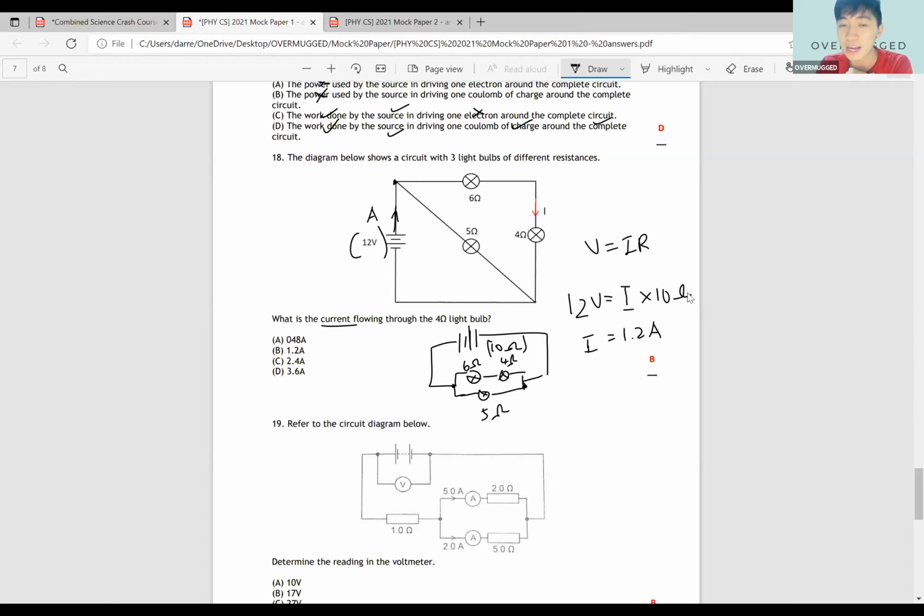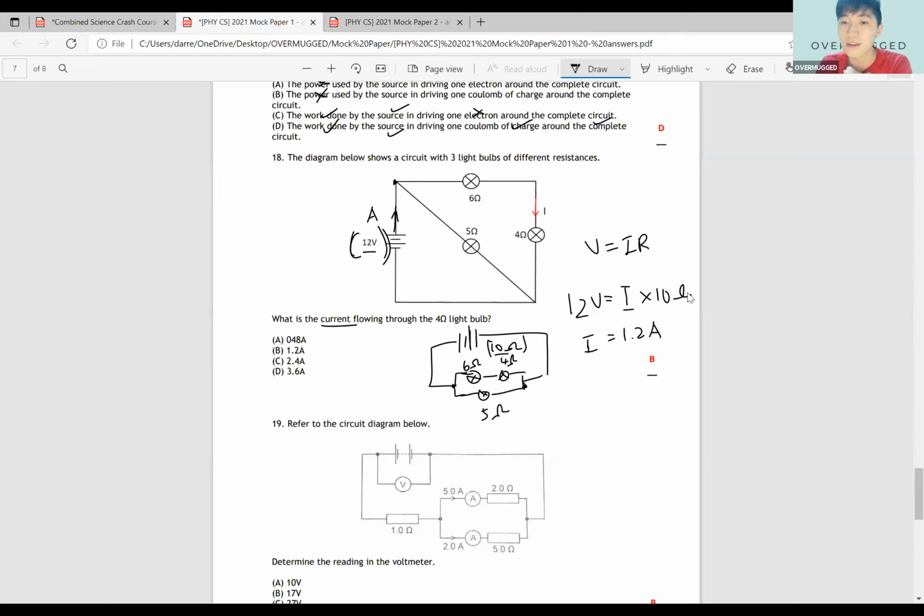And how did I find the current? It's because I know that the voltage across the first branch is 12 volts. The voltage across the bottom branch is also 12 volt. And since I have a voltage and I also have resistance, I can find the current. Therefore, the answer is 1.2.